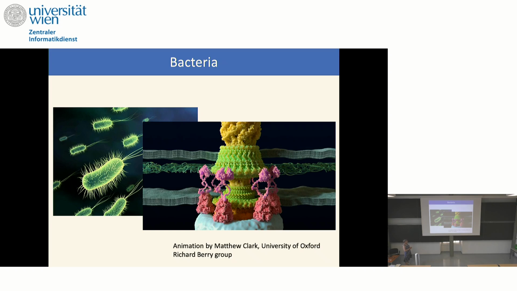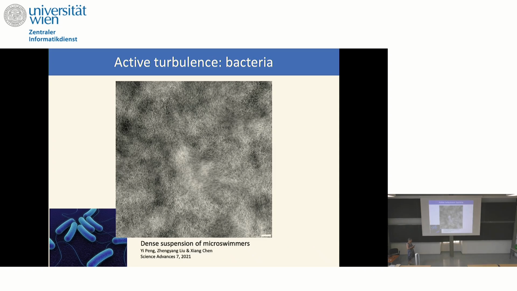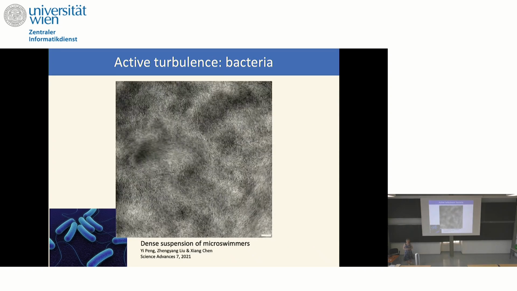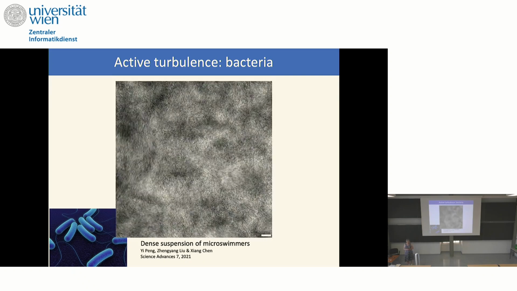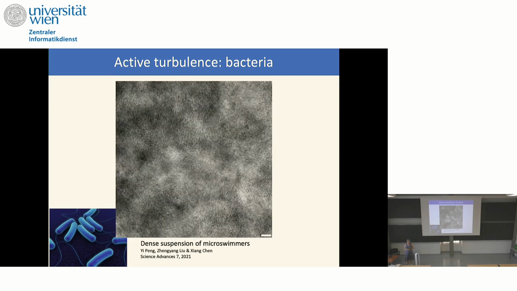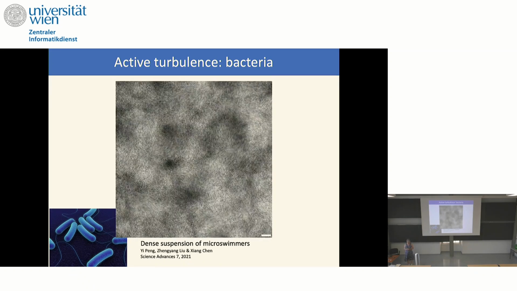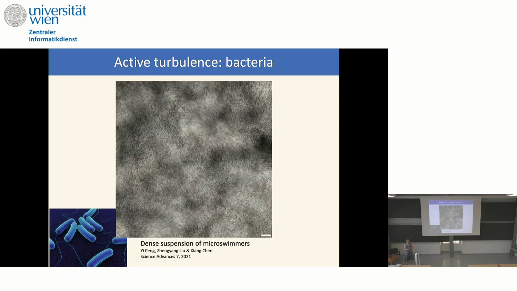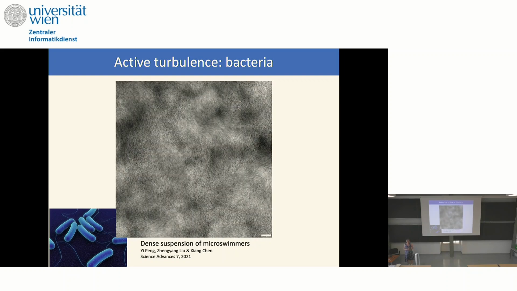Anyway, when you take these bacteria and you put lots of them together, again, you end up with a turbulent-like state. This is strange because these are tiny. You're at low Reynolds number. Low Reynolds number flows are not meant to be turbulent. They're meant to be not chaotic at all. And yet you're getting this chaotic-like state.